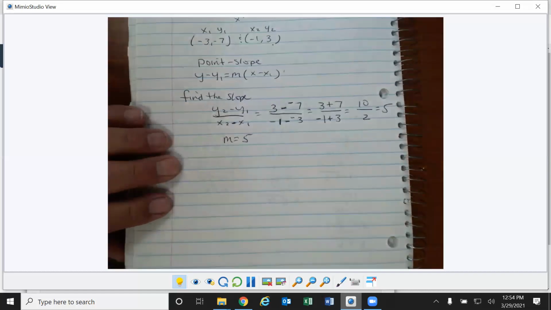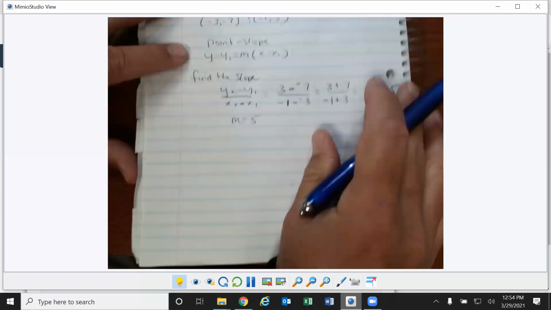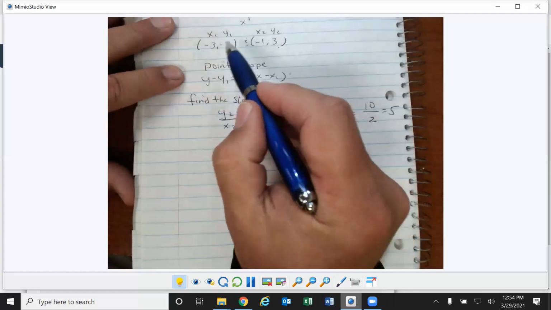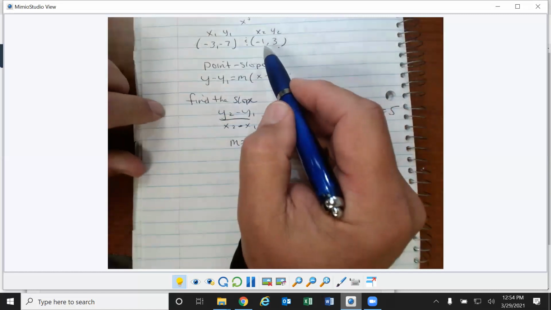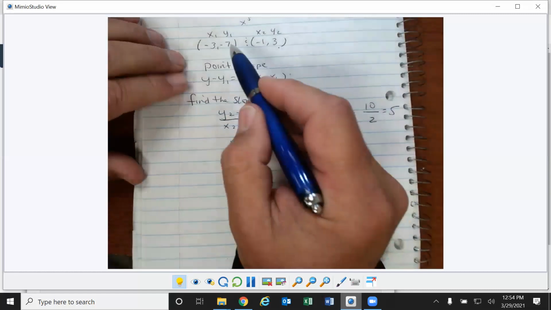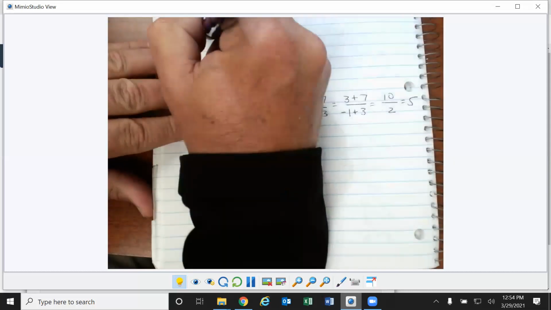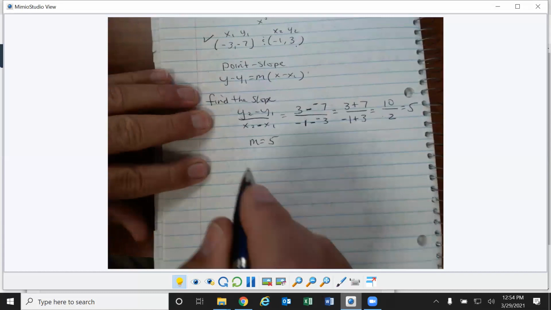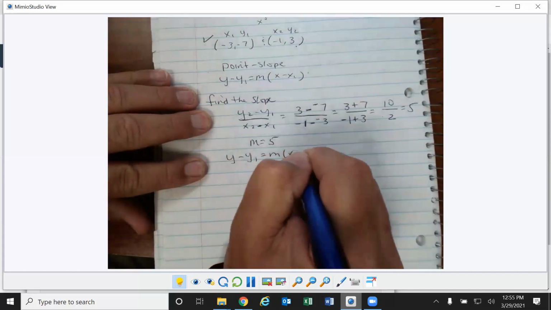All right, now remember we're putting it in this form here. So we found the slope. Now we get to pick a point. You can pick either point you want to. I'm going to pick, let's say, it doesn't matter which one I pick. Let's do the double negative so we can practice one with the double negative. So I'm going to pick this guy right here. All right, so here we go. Y minus y1 equals m times x minus x1.